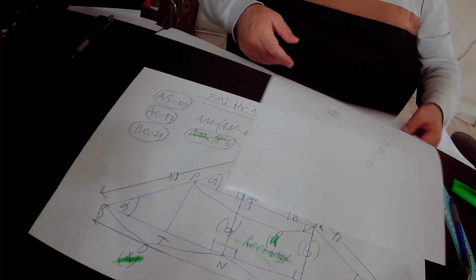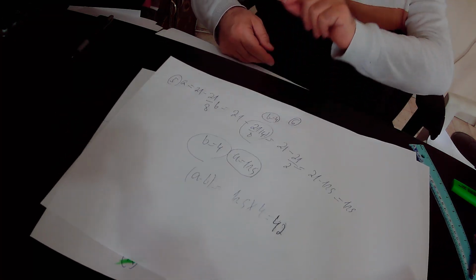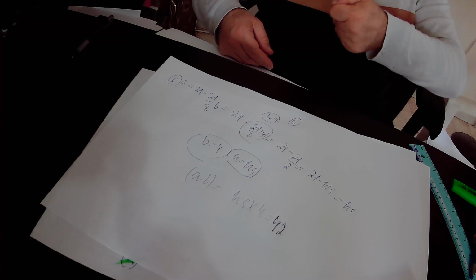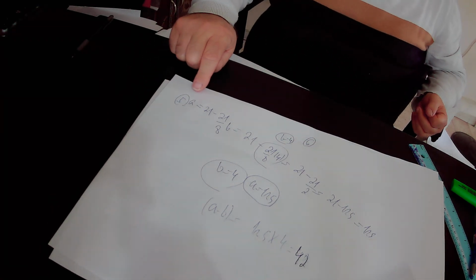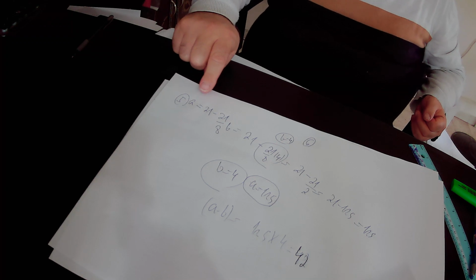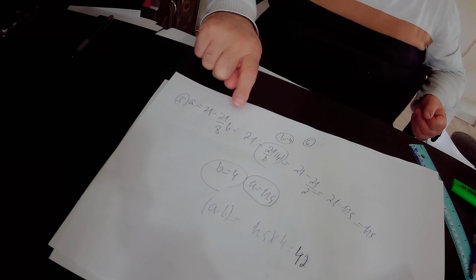And we know that the maximum area of rectangle PQST is 42 square units, then the width b is 4. What is the length a? We can find out the length a according to equation 1 that says that a equals 21 minus 21 over 8 times b. We just have to substitute b by 4.